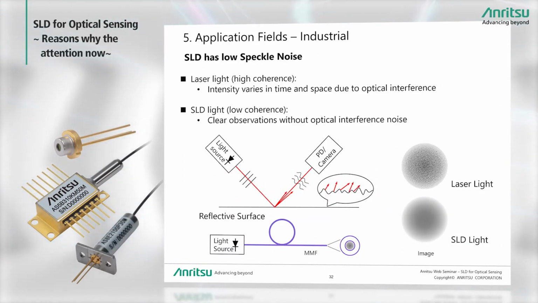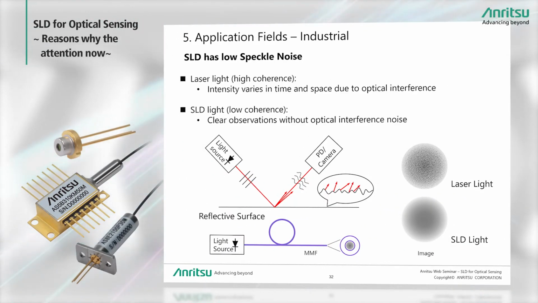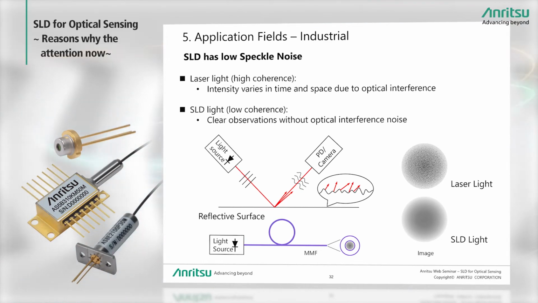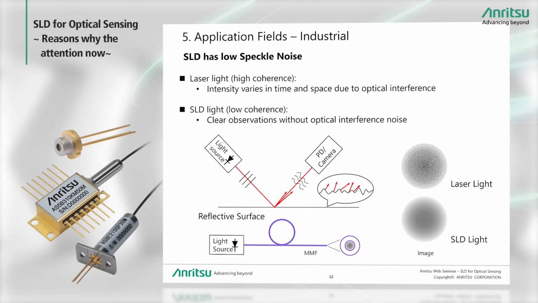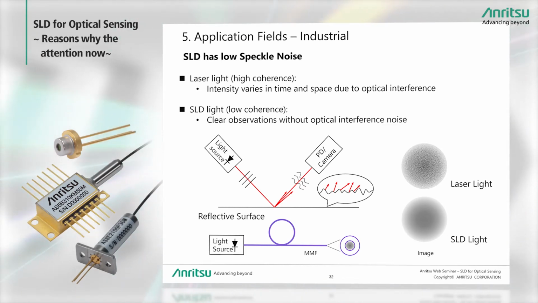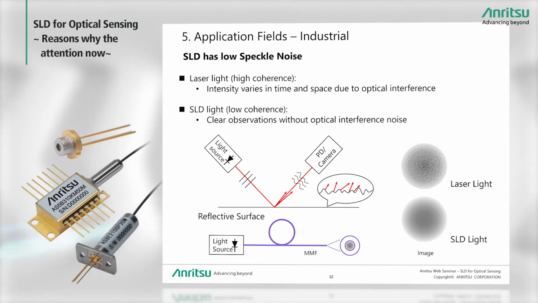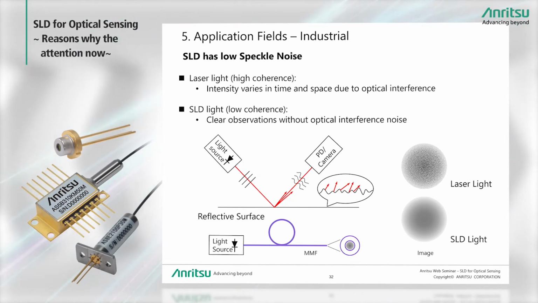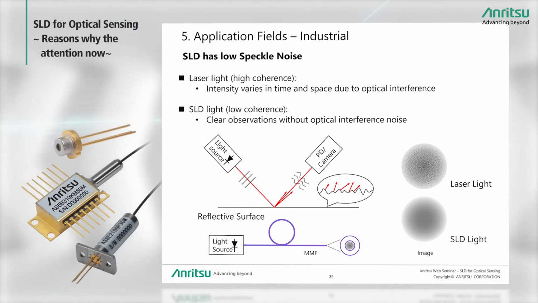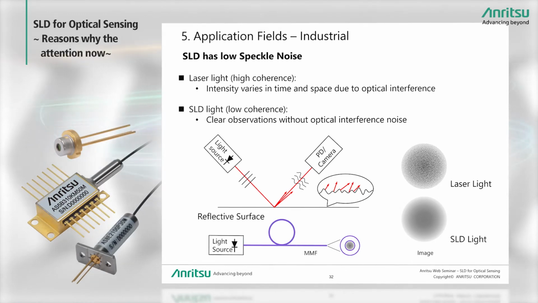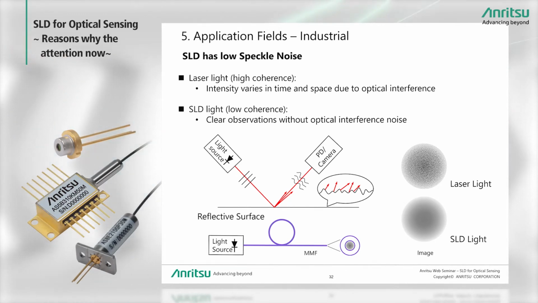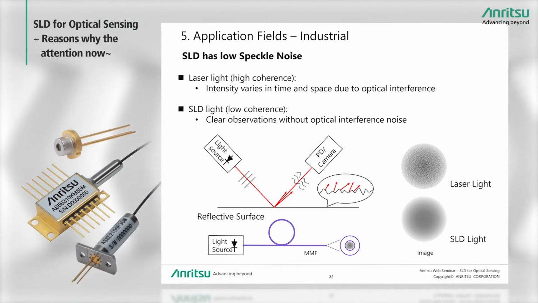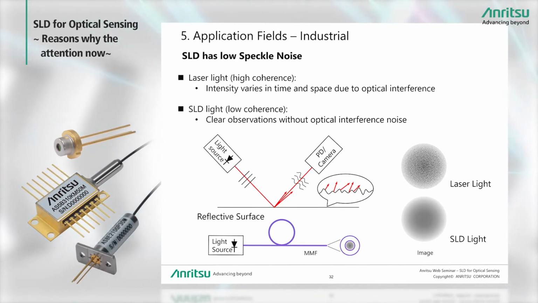The SLD has very low speckle noise. The top diagram shows observation of light reflected from a light source by a reflective surface. The bottom diagram shows observation of light passing through a multimode fiber. High coherence laser light suffers from changes in intensity in time and space due to susceptibility to noise. On the other hand, low coherence light is resistant to noise and provides a clear noise-free image.